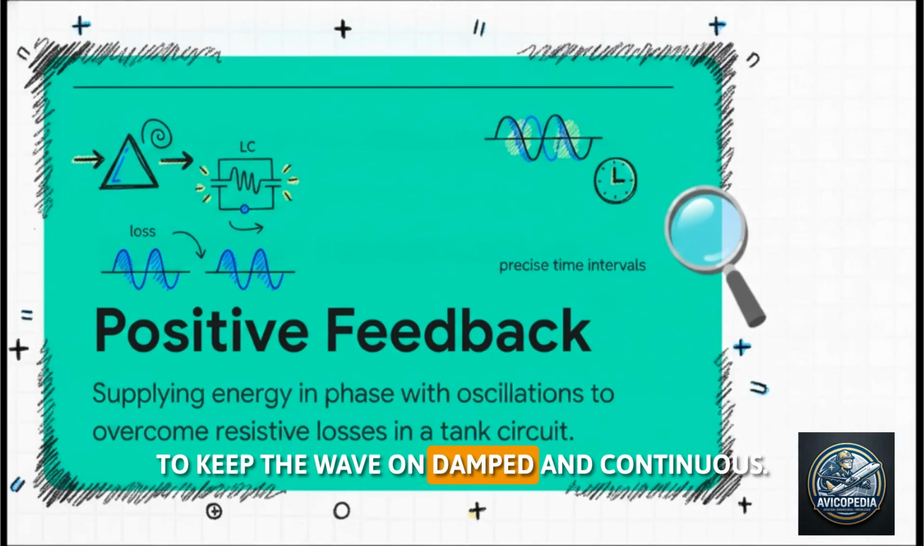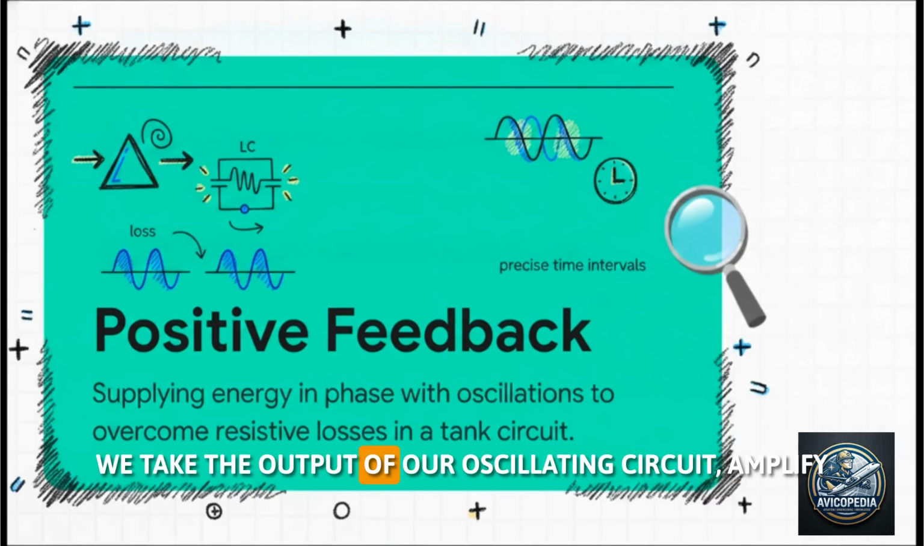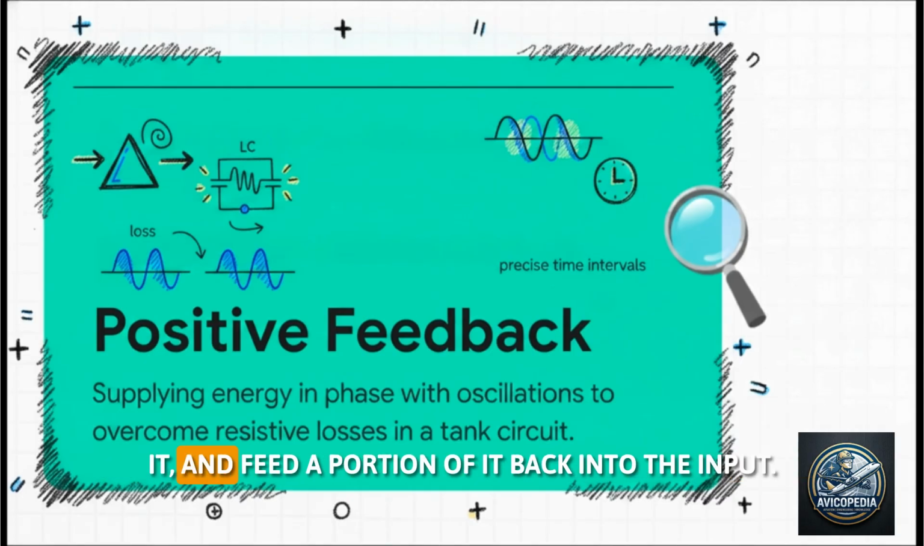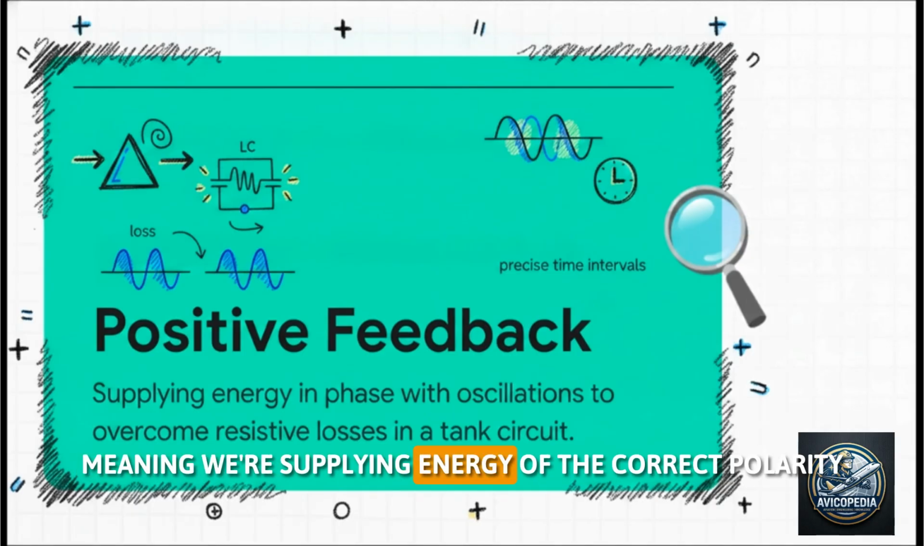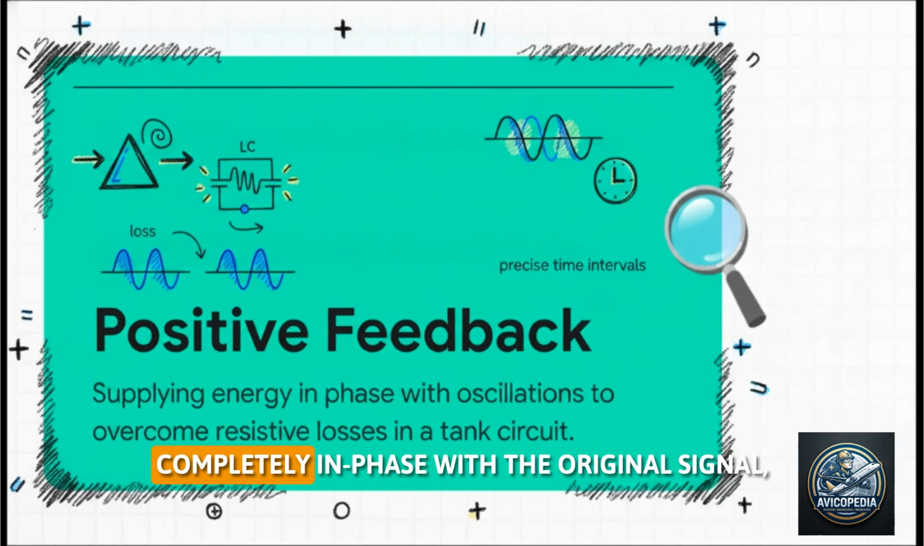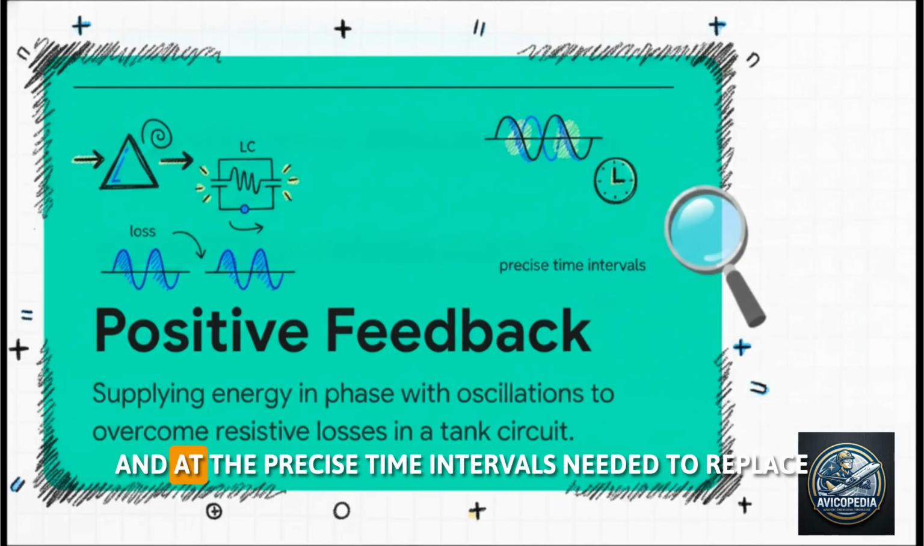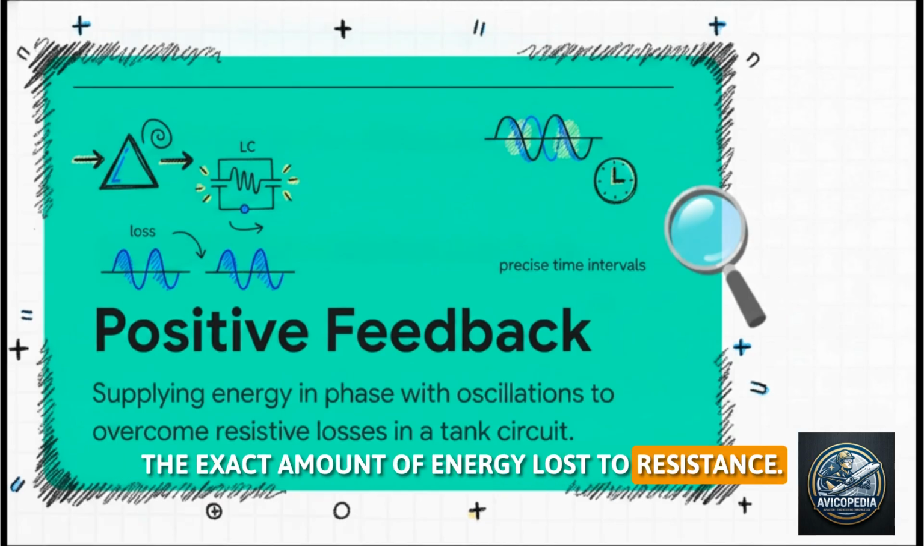To keep the wave undamped and continuous, we take the output of our oscillating circuit, amplify it, and feed a portion of it back into the input. But it absolutely must be positive feedback, meaning we're supplying energy of the correct polarity, completely in phase with the original signal, and at the precise time intervals needed to replace the exact amount of energy lost to resistance.